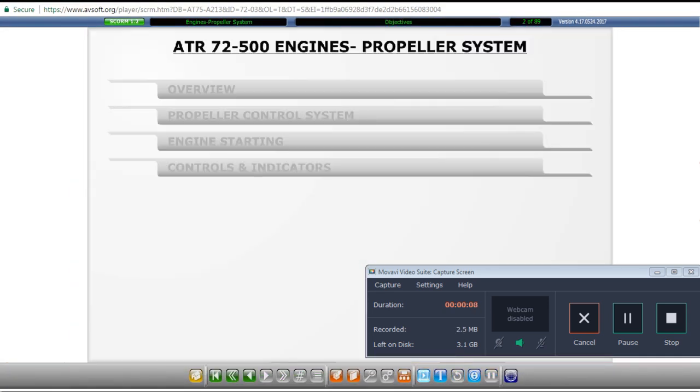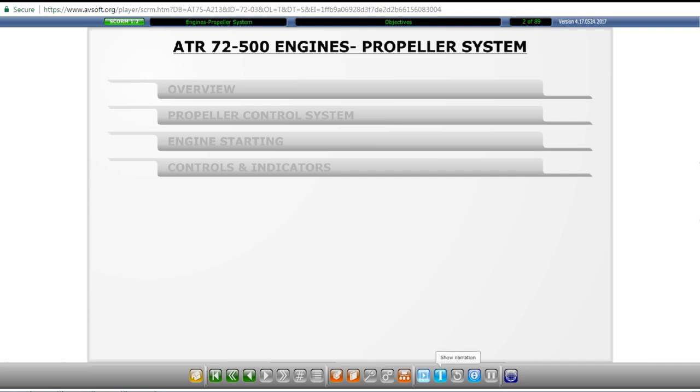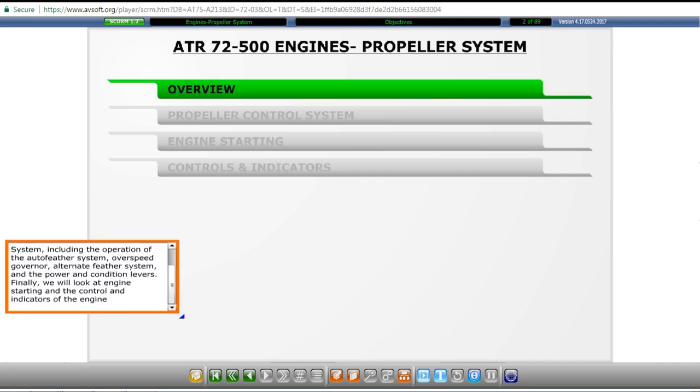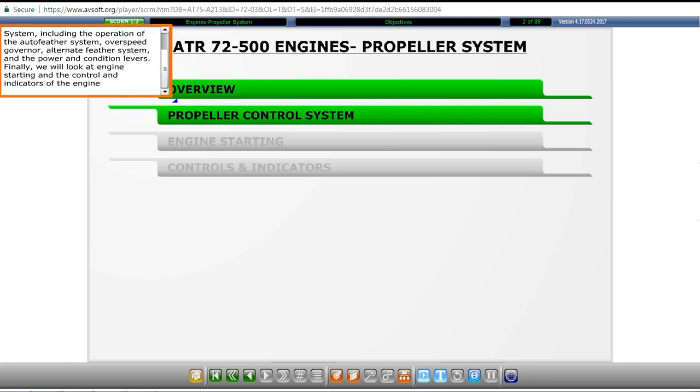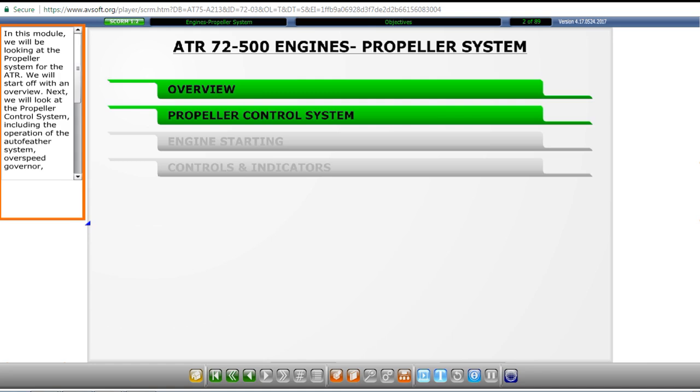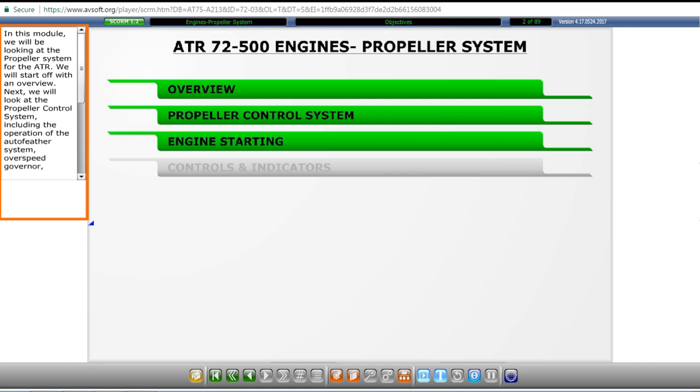In this module, we will be looking at the propeller system for the ATR. We will start off with an overview. Next, we will look at the propeller control system, including the operation of the auto feather system, overspeed governor, alternate feather system, and the power and condition levers. Finally, we will look at engine starting and the control and indicators of the engine.